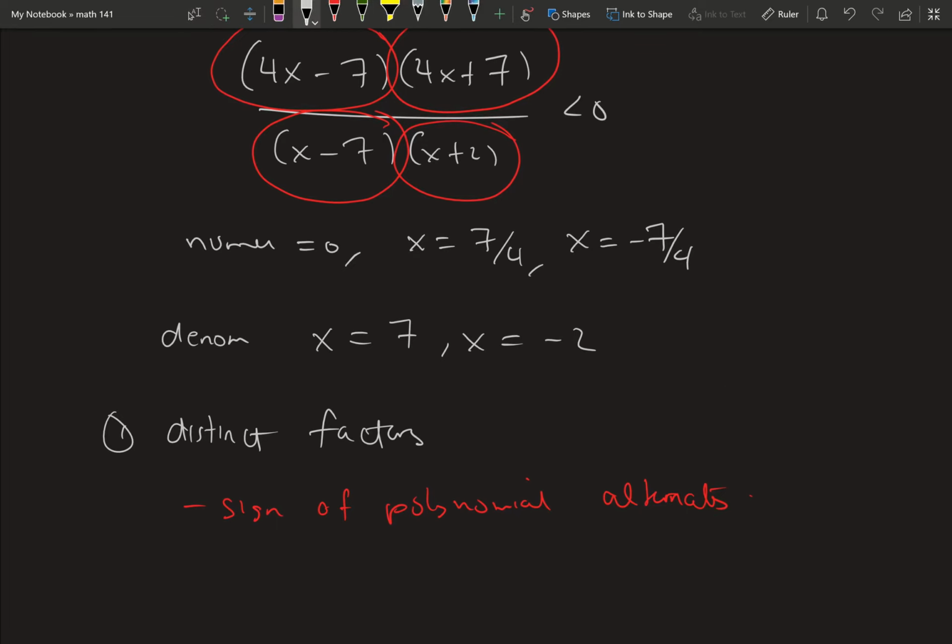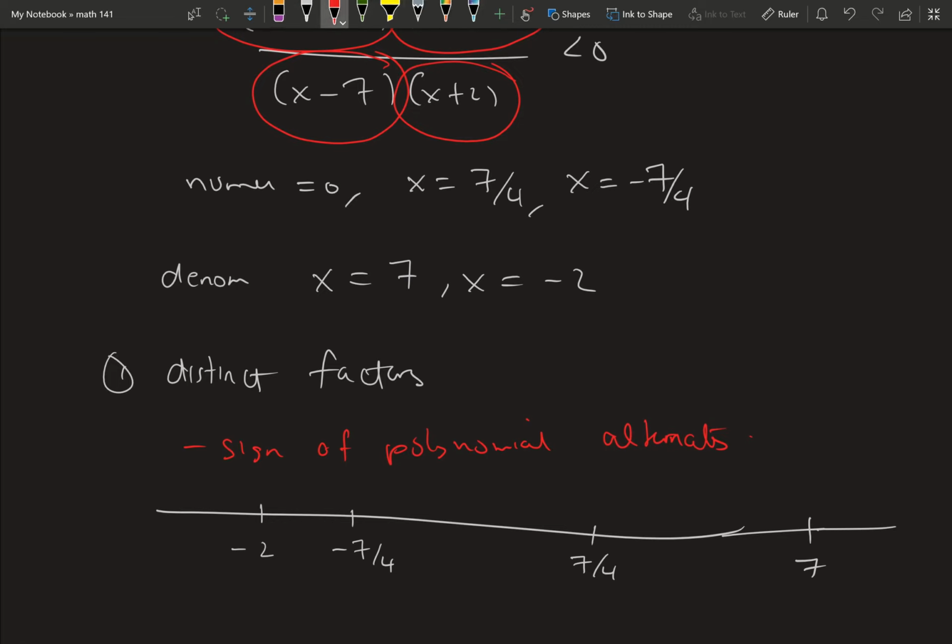So let's draw our line. Here's -2. Here's -7/4. That's -1 3/4. Then there's 7/4 somewhere here. And there's 7, which lies somewhere down here. Now normally you'd have to plug in, let me rewrite the polynomial here.